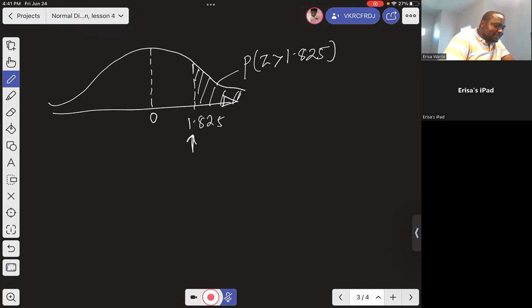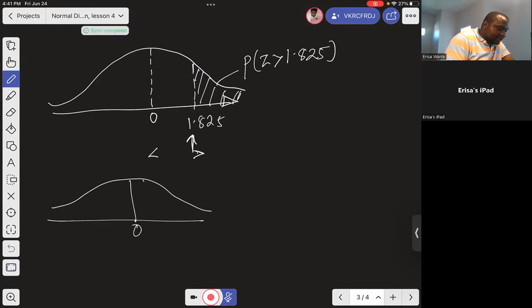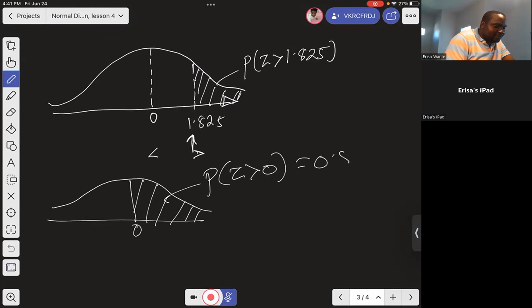But I have another table that reads from 0, okay? There is a table that reads from 0 up to this point directly here. So what do I do if I have such a table? This is what I'm gonna do. Let me draw some things, okay? If this is 0, then the probability that Z is more than 0 is 0.5. So the whole right hand side is 0.5.